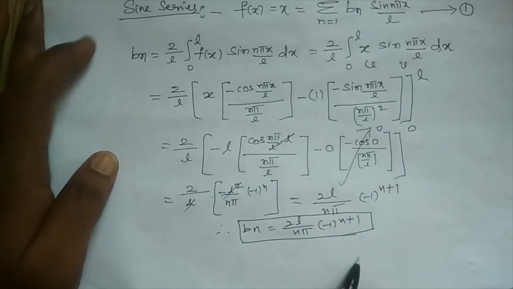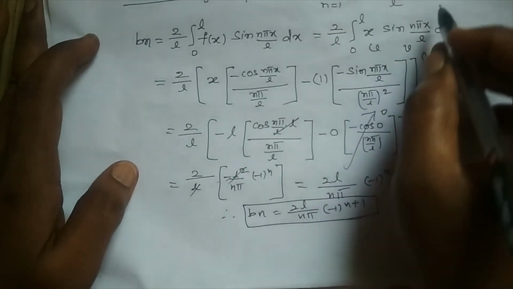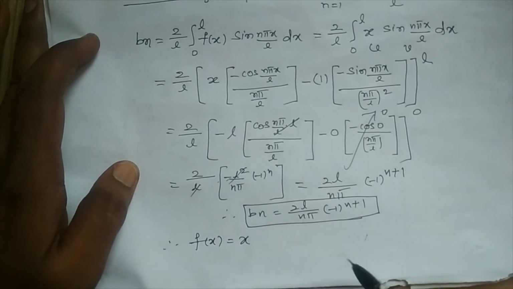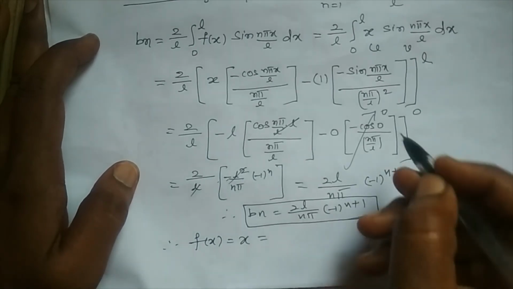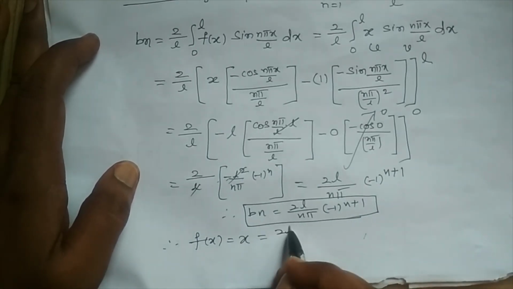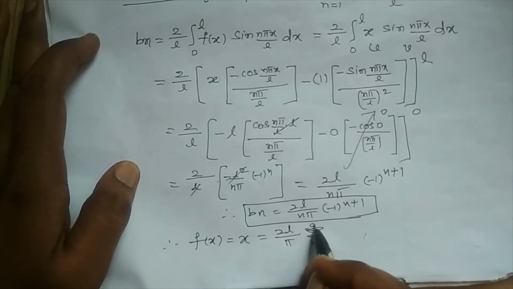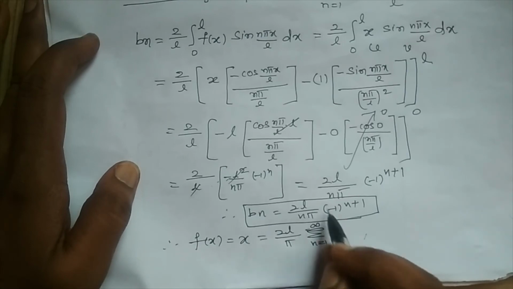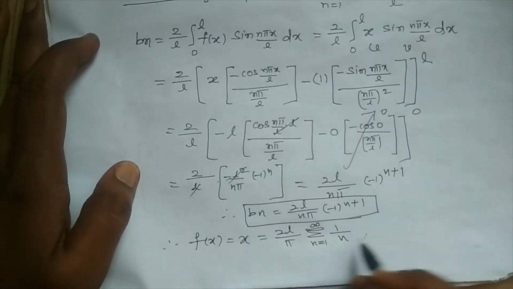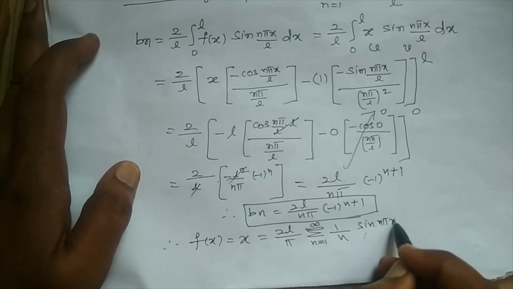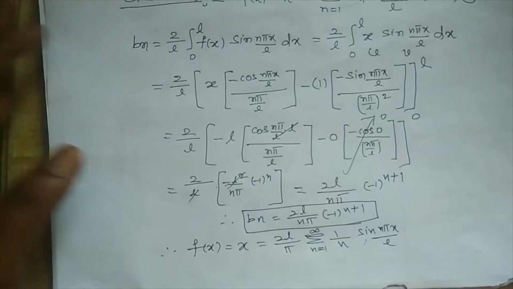Then the conclusion is substituting the b_n value in equation number 1. Therefore f of x is equal to 2L by pi into summation n is equal to 1 to infinity, 1 by n sin n pi x by L. So this is the final answer.